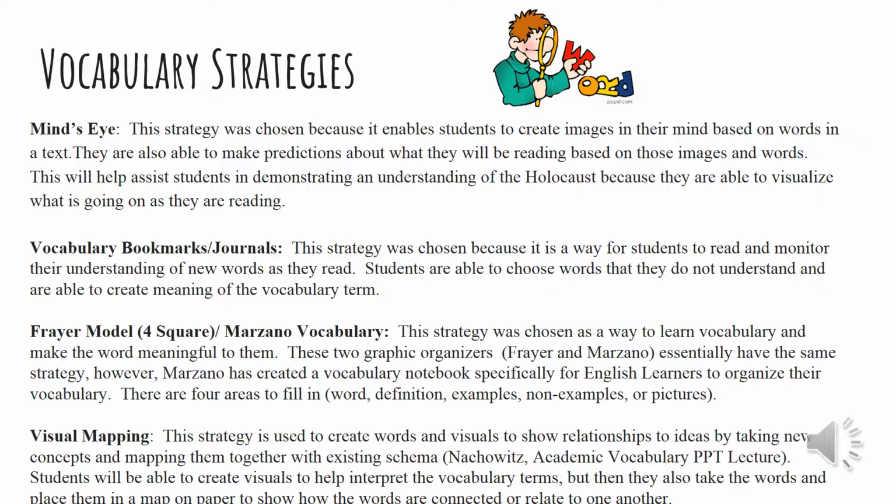Vocabulary strategies include Mind's Eye for students to visualize and make predictions about their readings, vocabulary bookmarks and journals to record new vocabulary as they read, the Frayer model to make words meaningful to each student, and visual mapping in order to show relationships between the vocabulary they are learning.